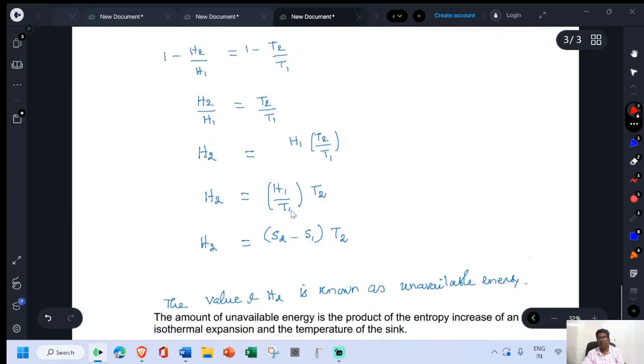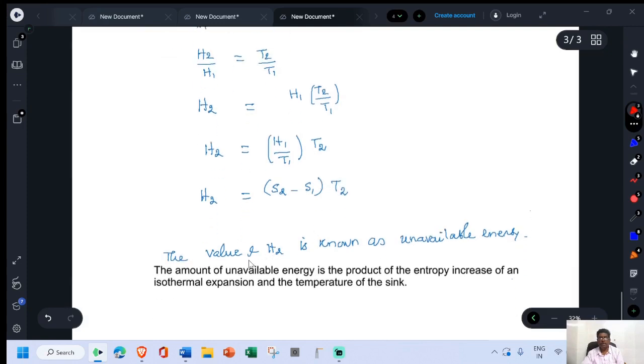We know that H1 by T1 is equal to S2 minus S1. So H2 equals S2 minus S1 into T2. The value H2 is known as unavailable energy. The energy which cannot be converted into mechanical work is called unavailable energy. The amount of unavailable energy is the product of the entropy increase of an isothermal expansion and the temperature of the sink. It's all about the temperature entropy diagram.